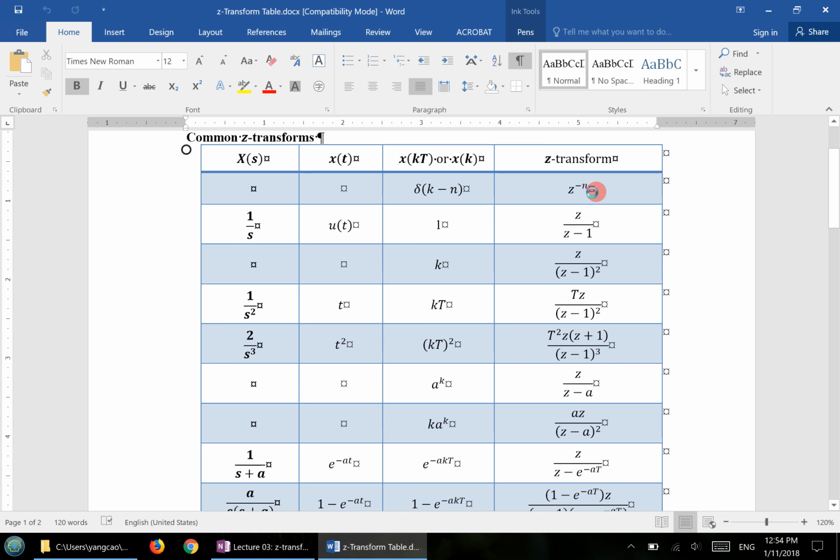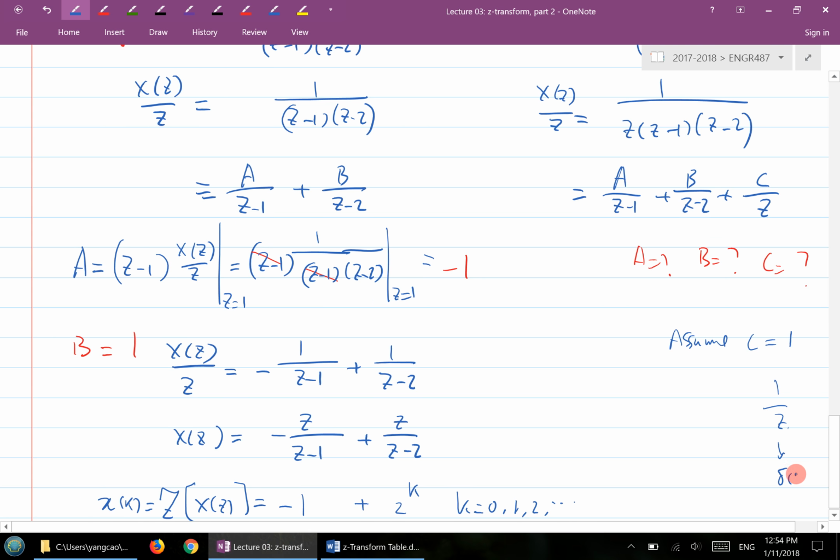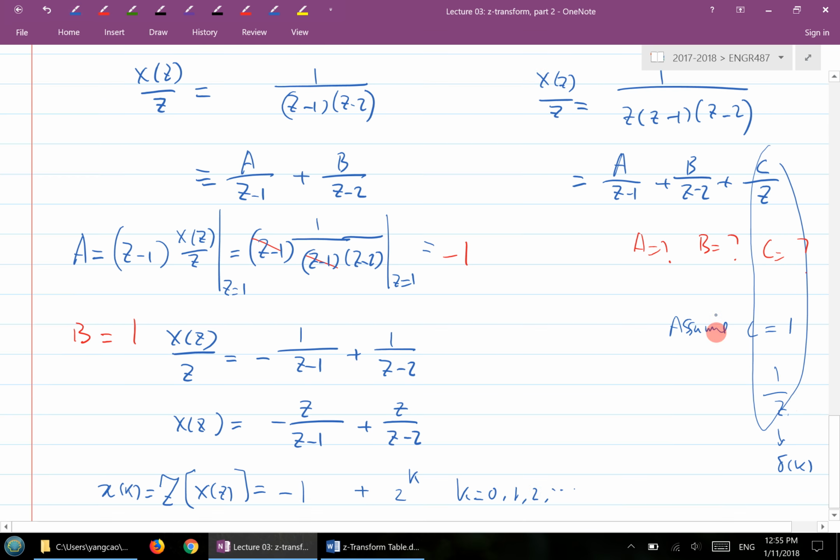Yeah, so which one gives you a 1? When n equals 0, basically corresponding to the Kronecker delta, right? So here you're corresponding to delta k. This term here is just going to be 1, okay? Not 1 over z. Does that make sense? Yeah, so that's the idea.